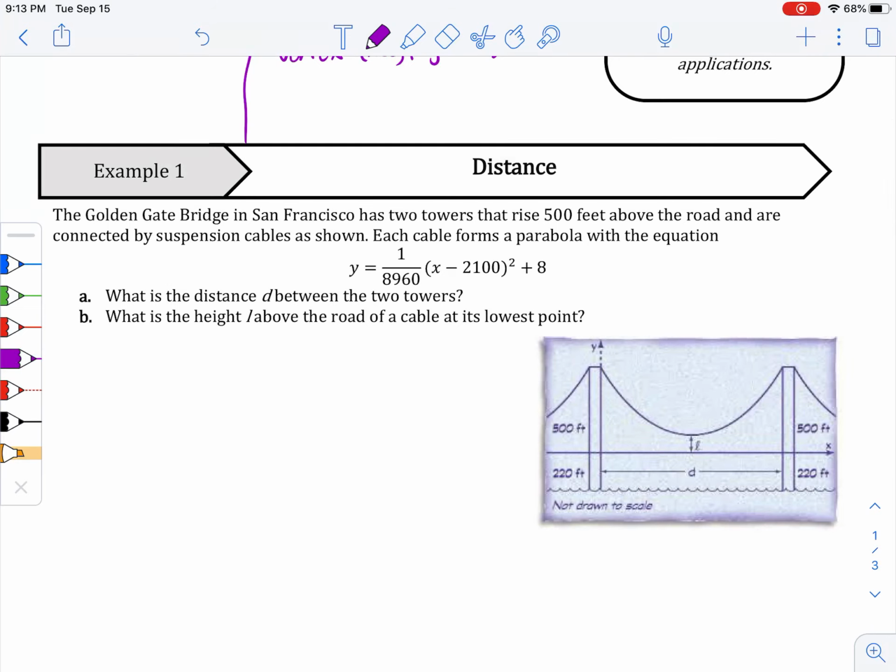So the first kind of problem we're going to do here is distance problems. This says that the Golden Gate Bridge in San Francisco has 2 towers that rise 500 feet above the road and are connected by suspension cables as shown. Each cable forms a parabola with the equation y equals 1 over 8,960 times (x minus 2,100) squared plus 8. So right away, you should notice that this is in vertex form.